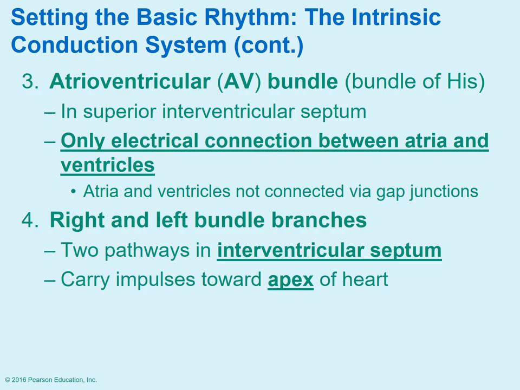The atrioventricular or AV bundle also is known as the bundle of His. This is the only connection between the atria and the ventricles because there's no gap junctions between them. So this is the only way that electrical impulse can travel from the atria to the ventricles, through this bundle of His. It's located in the superior interventricular septum. And then you're going to have it spread to the right and left bundle branches. Those two pathways are in the interventricular septum. They're going to carry that impulse down towards the apex of the heart.